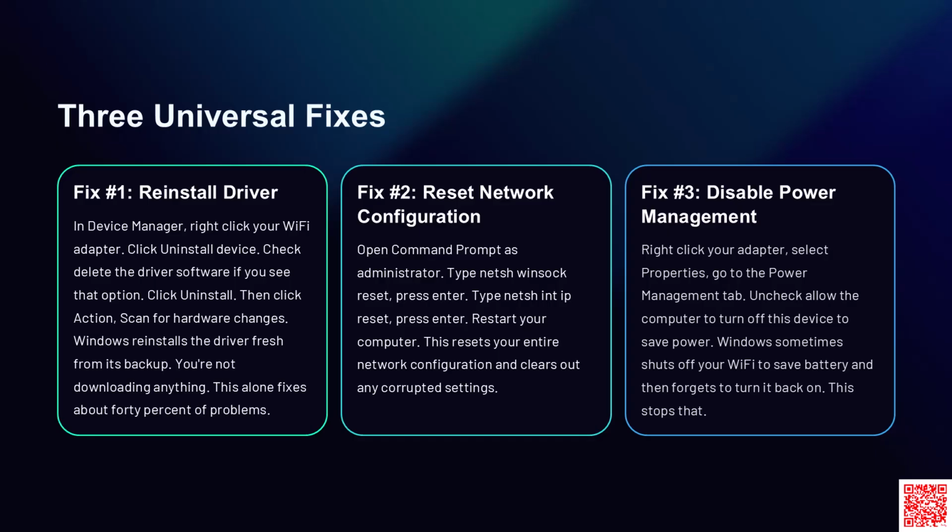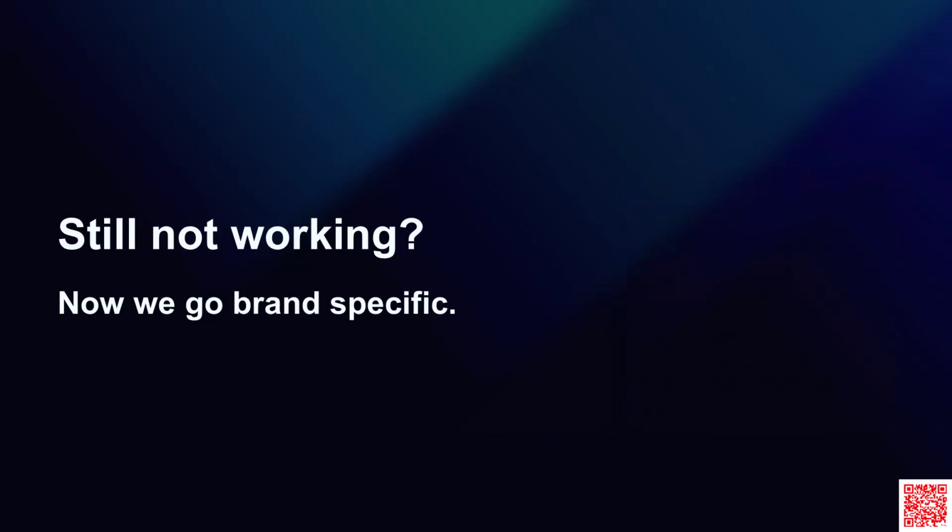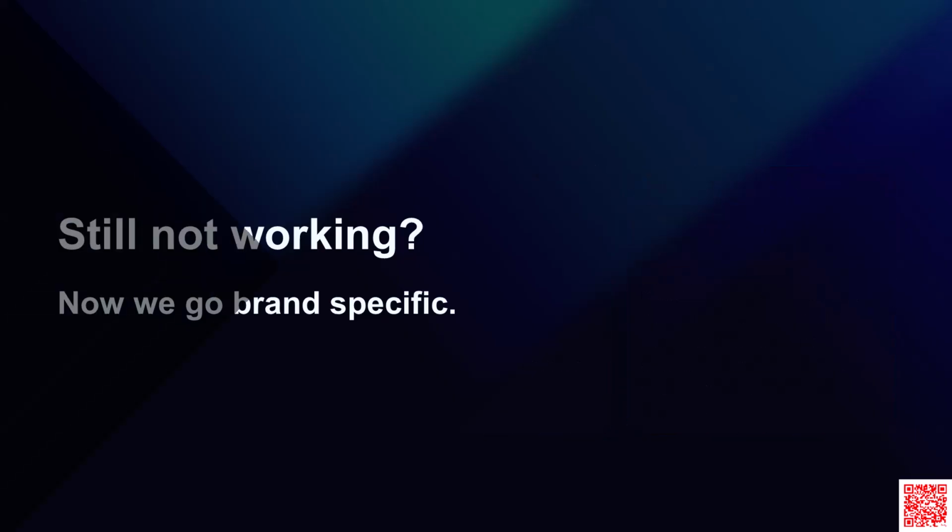Fix number 3. Right-click your adapter, select Properties, go to the Power Management tab, uncheck Allow the computer to turn off this device to save power. Windows sometimes shuts off your Wi-Fi to save battery and then forgets to turn it back on. This stops that. Still not working? Now we go brand specific.